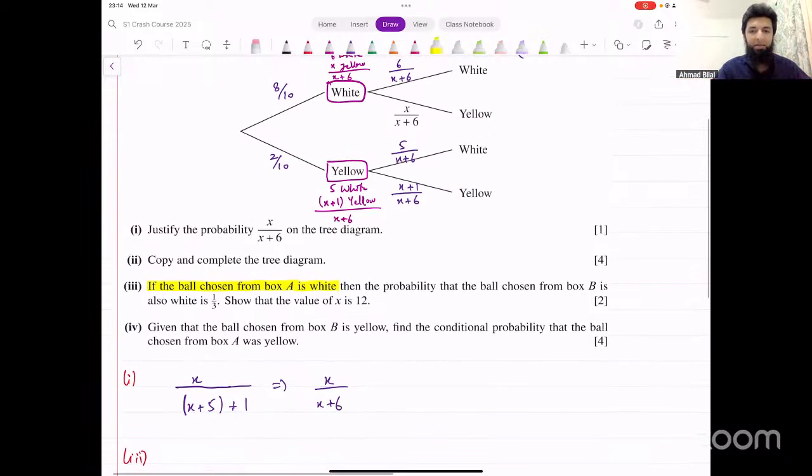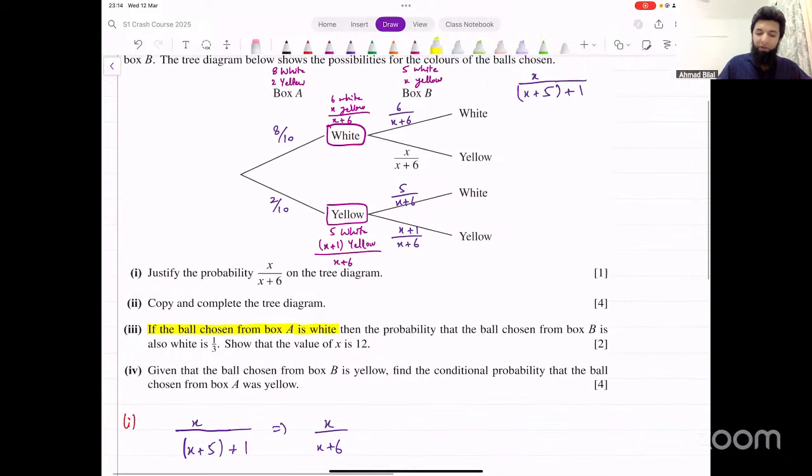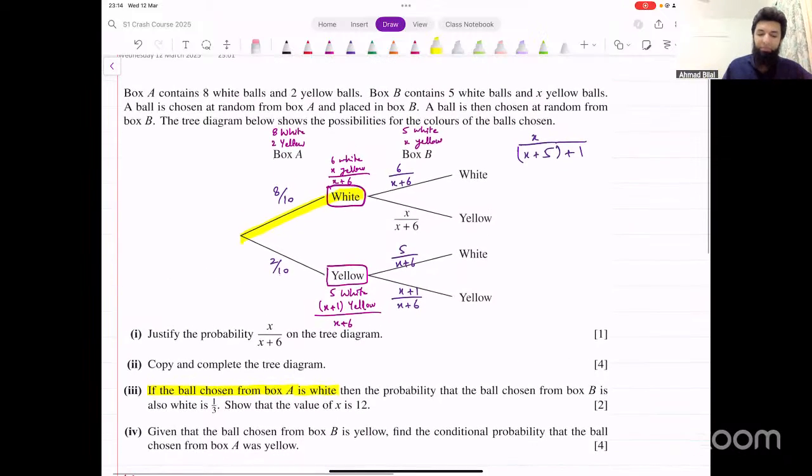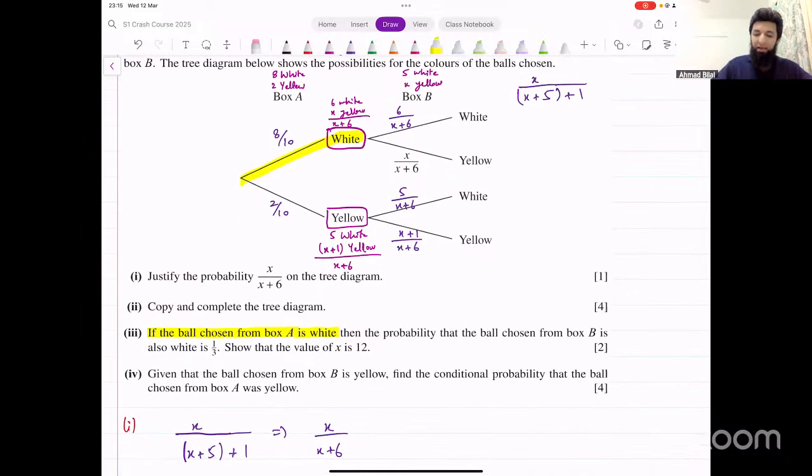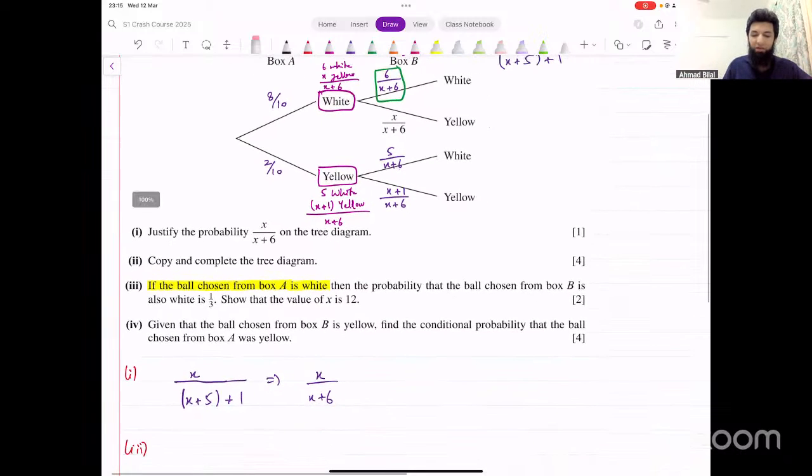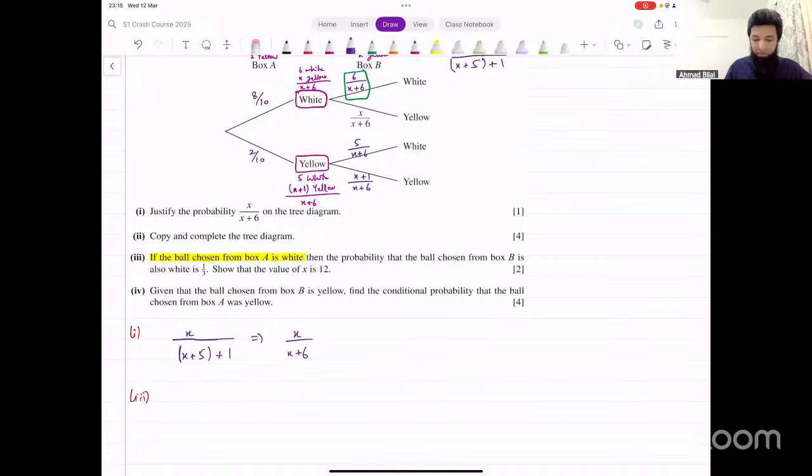If the ball chosen from box A is white. Now, what case are we talking about? We're talking about this case. From box A, we are selecting white. This is something that is given to us, that from box A, we are selecting a white ball. Given this, the probability that the ball chosen from box B is also white is 1 over 3. Now, we know that this probability is supposed to be 6 over X plus 6. They are telling us that the probability is 1 over 3. All we have to do is just equate those two numbers.